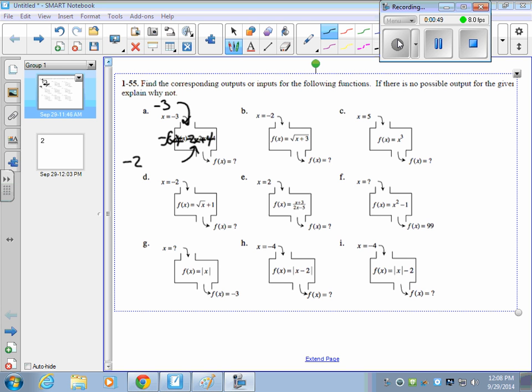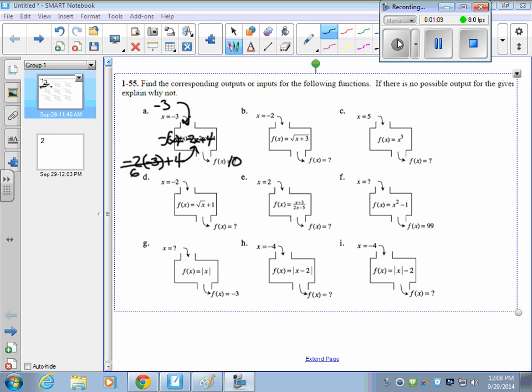So you'd have negative 2 times negative 3 plus 4. Negative 2 times negative 3 is a positive 6. So 6 plus 4 is 10, so a 10 would come out. You can try B, C, D, and E because those are very similar.